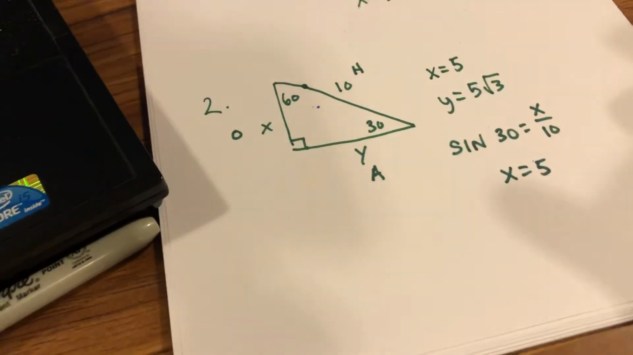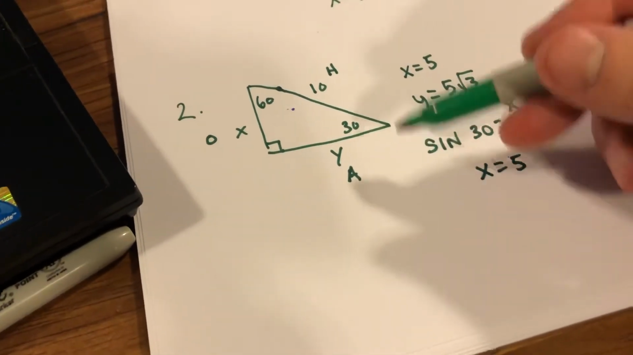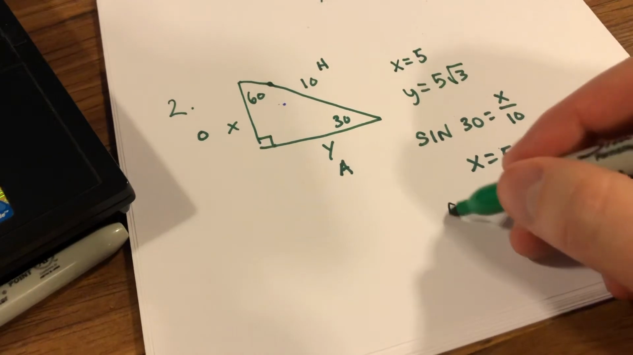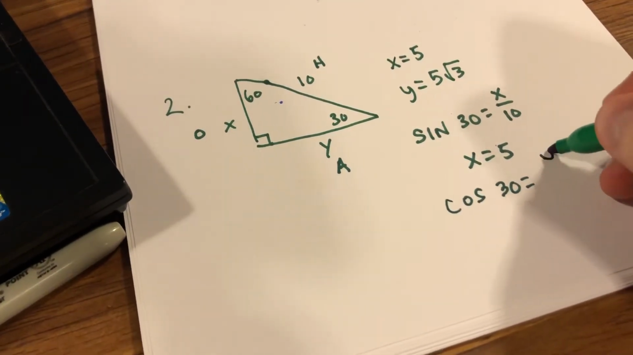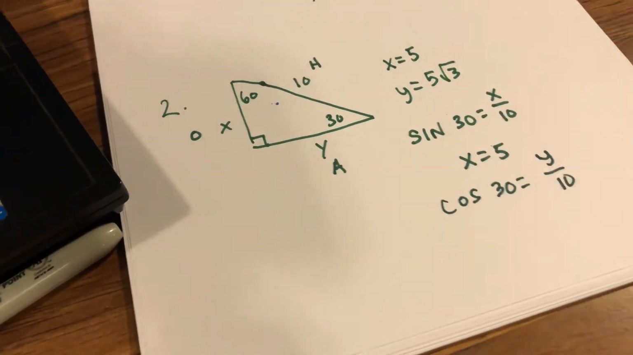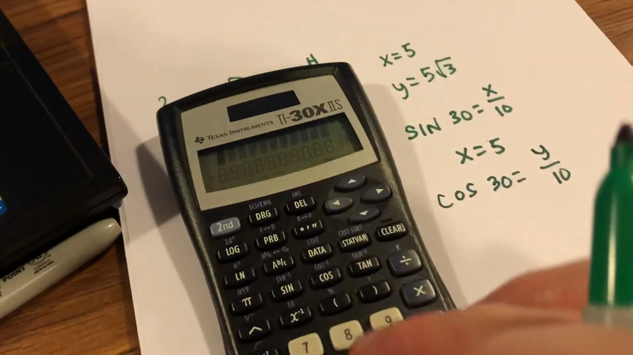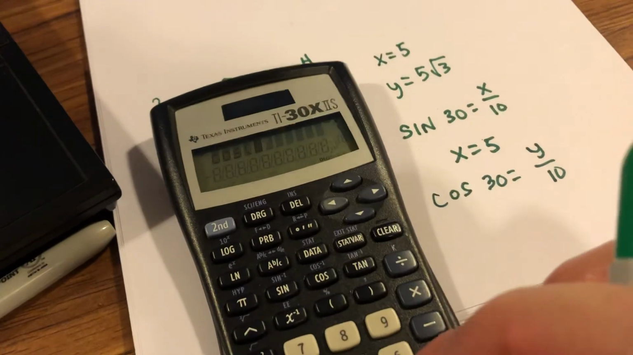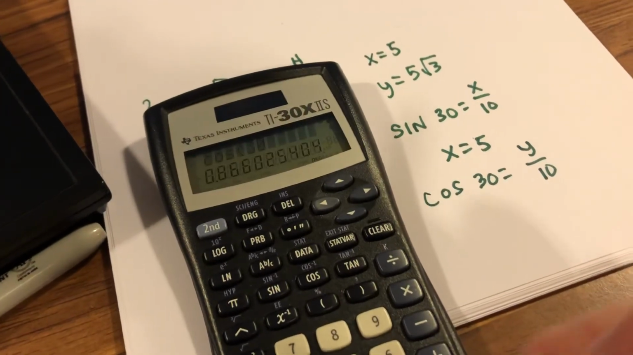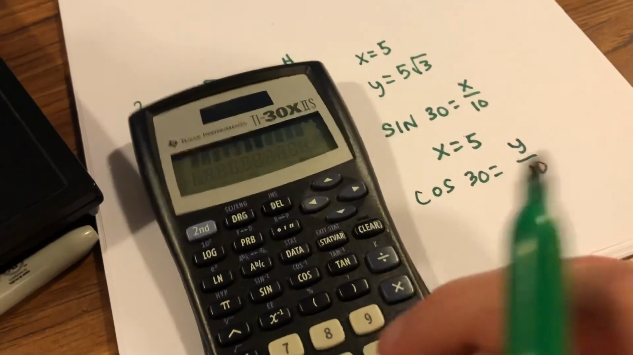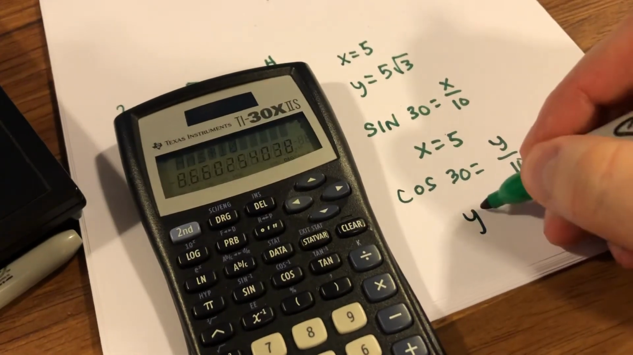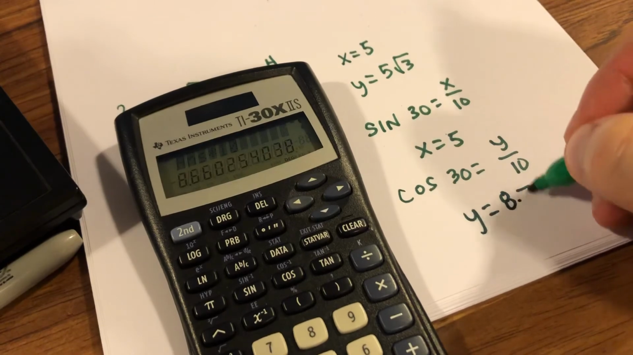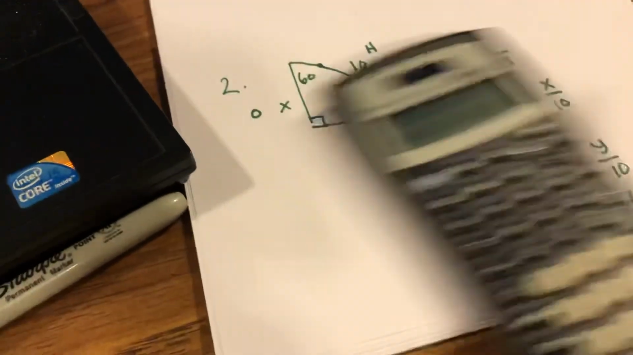Now, if I'm going to solve for y, that is the adjacent and the hypotenuse, so that tells me I'm going to use the cosine of 30 is equal to y over 10. So again, in my calculator, I'm going to do the cosine of 30, and I'm going to multiply that by 10, and that gives me 8.66. So y would be 8.7 if I'm putting that in decimal form.